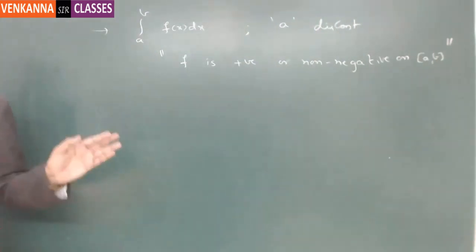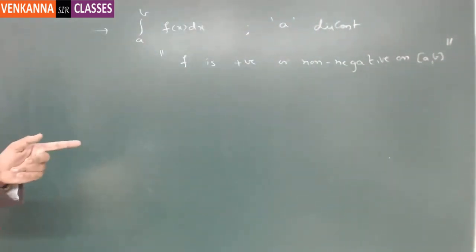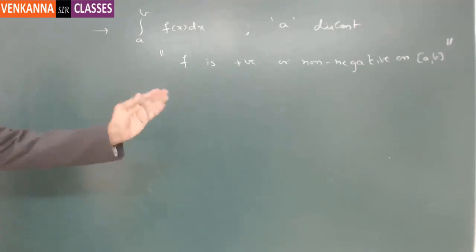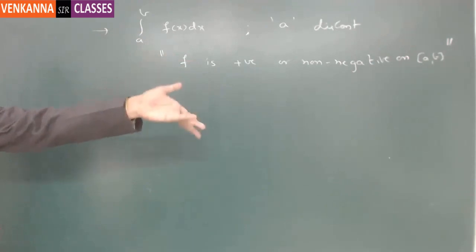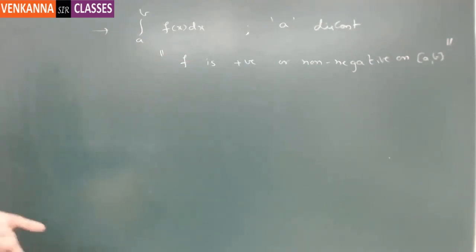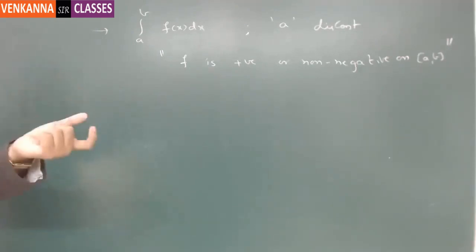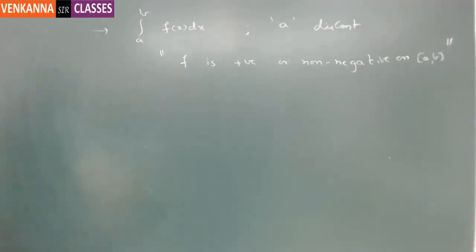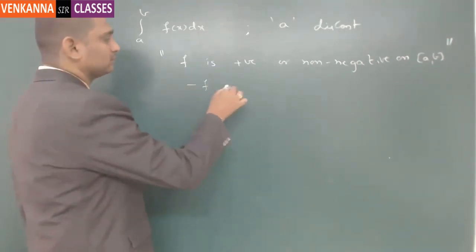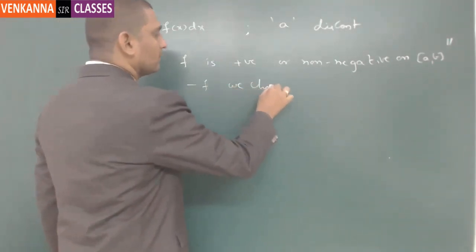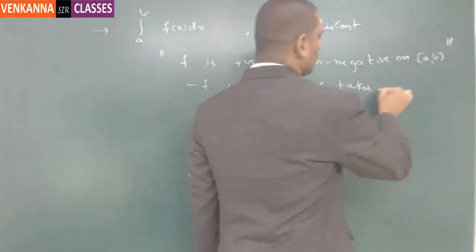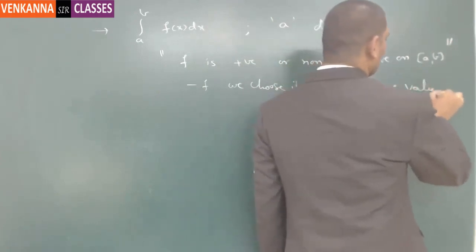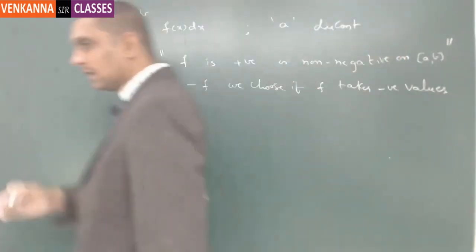So if you say that the first point a is the point of discontinuity, excluding a, for every point on the interval, the function f takes non-negative values. f of x is greater than or equal to 0. If the function takes negative values, we should apply the comparison test for minus f. Please take a note of it.